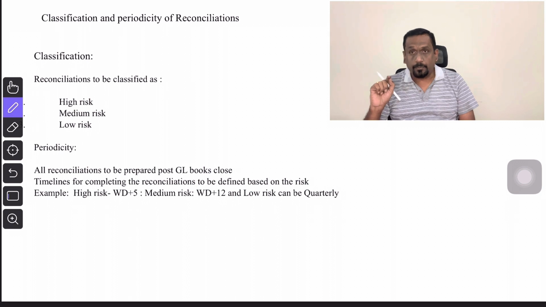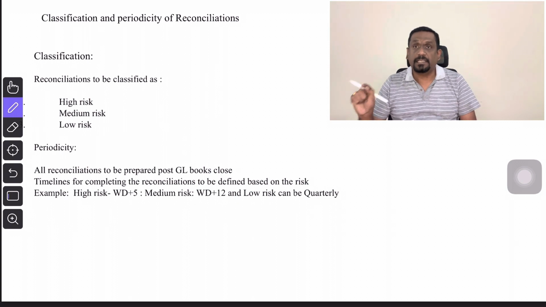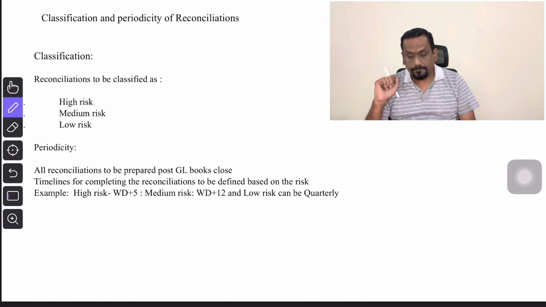Here is one underlining point. What do you mean by workday? Working day. That means you should not consider Saturday, Sunday and any public holidays. Company holidays, you should not consider them. So those days are called workdays. So if the books are closed on workday 3, then high risk can be completed by workday 5.